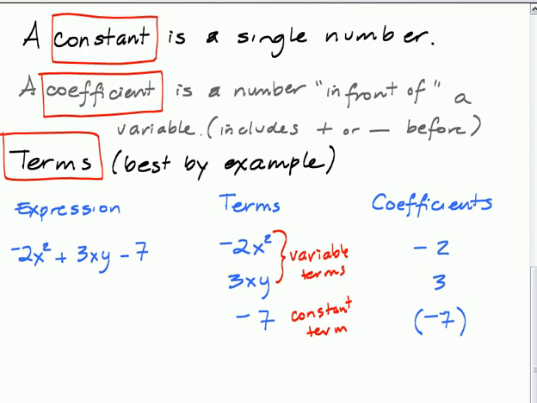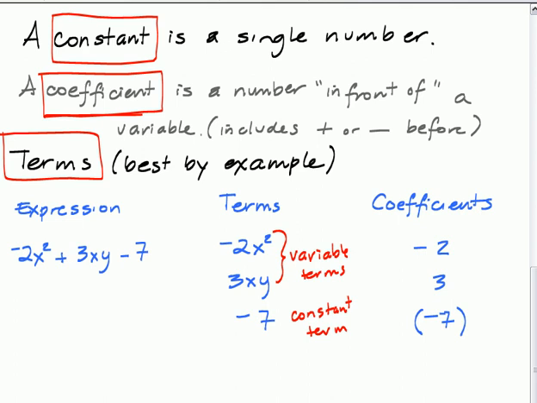Another use of a number, though, is when it kind of multiplies or divides with a variable, and that is called a coefficient. It's a number, and just kind of informally, I'm just going to call it in front of a variable. And the one thing to remember is that coefficient is going to include an addition or subtraction sign before.